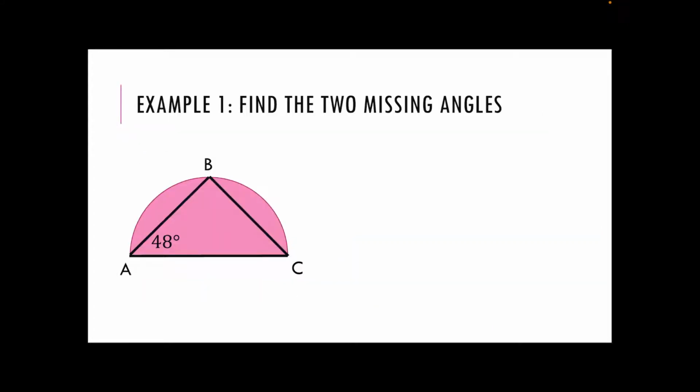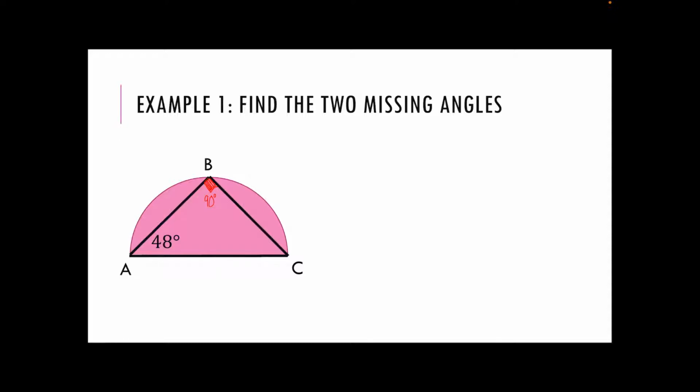Example number 1 then, we are going to find the two missing angles. So we've been given angle BAC as 48 degrees. We need to find or fill in the other two. So first things first is that A to C is our diameter. B is on the circumference, it's touching the edge of our circle. So we know then that B is our right angle in here, or you could write 90 degrees, up to you, either your square or 90 degrees.